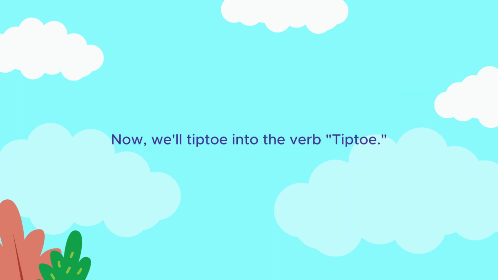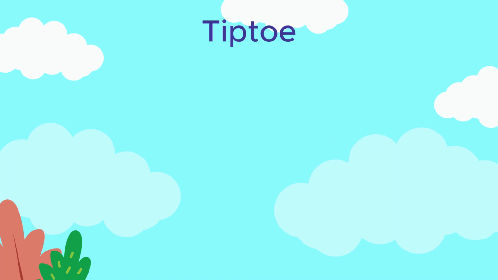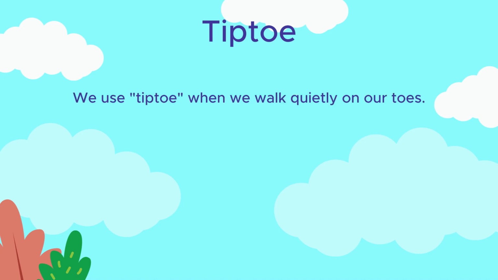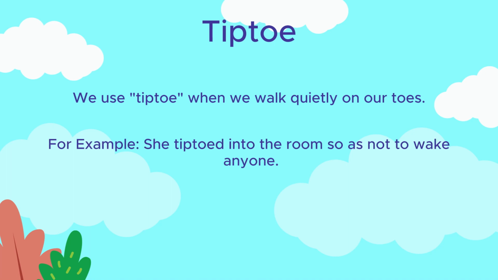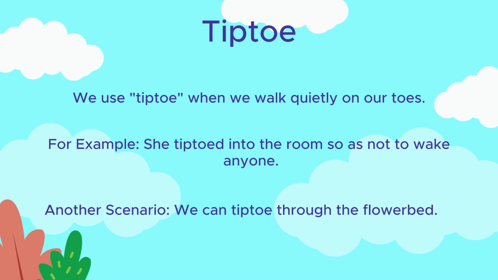Now, we'll tiptoe into the verb tiptoe. Repeat after me, tiptoe. We use tiptoe when we walk quietly on our toes. For example, she tiptoed into the room so as not to wake anyone. Another scenario, we can tiptoe through the flower bed.